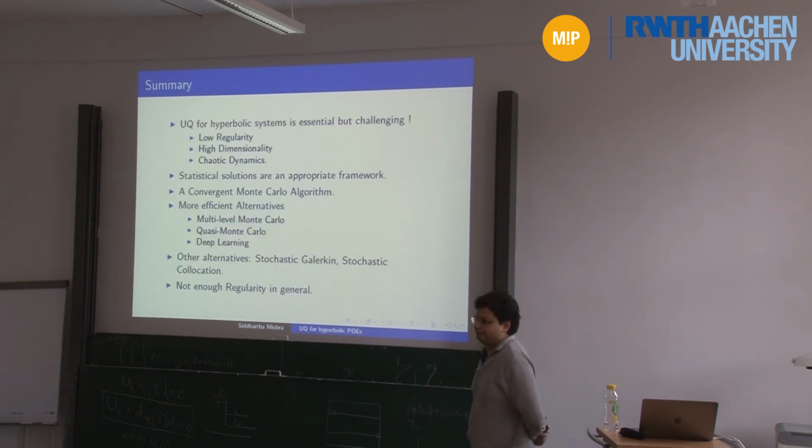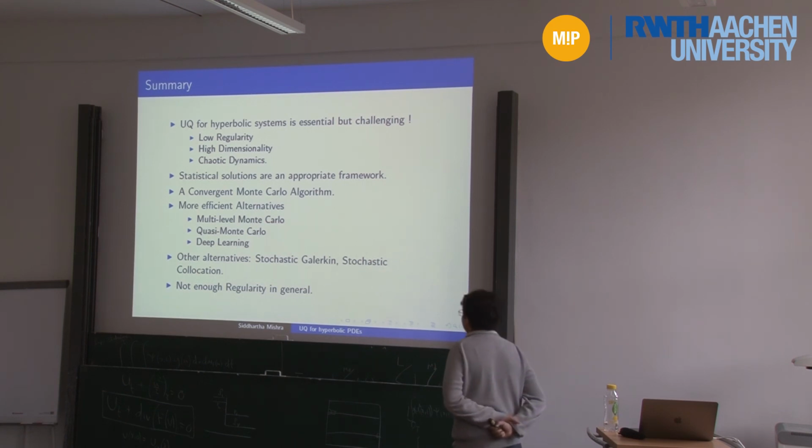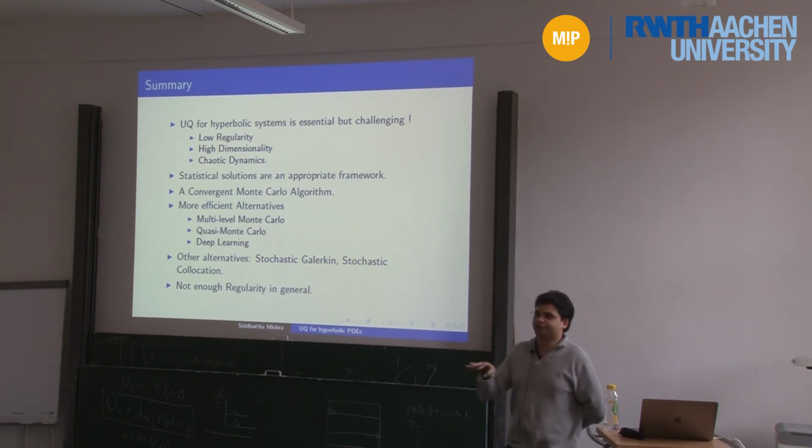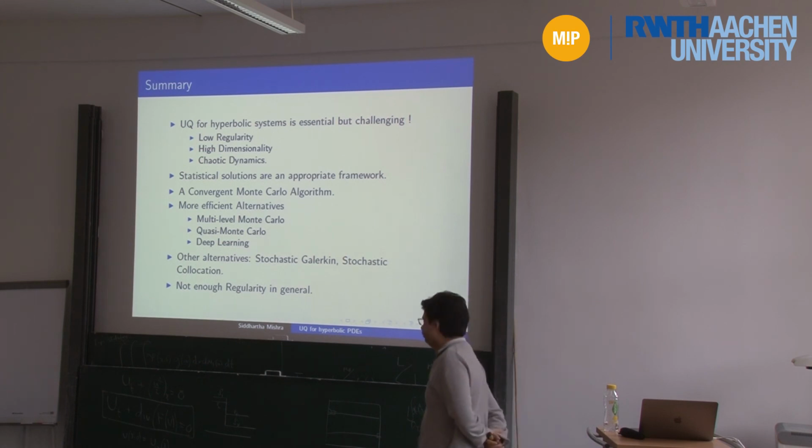Anyway, so with that I stop. My whole point was that the uncertainty quantification for hyperbolic systems of conservation laws is hard because of the chaotic dynamics in particular, but also low regularity and high dimensionality. And I wanted to explain to you that statistical solutions are an appropriate framework. We have a very good theory for it. Particularly we have a convergent Monte Carlo algorithm. There are alternatives. You can use multi-level Monte Carlo, quasi Monte Carlo, deep learning.